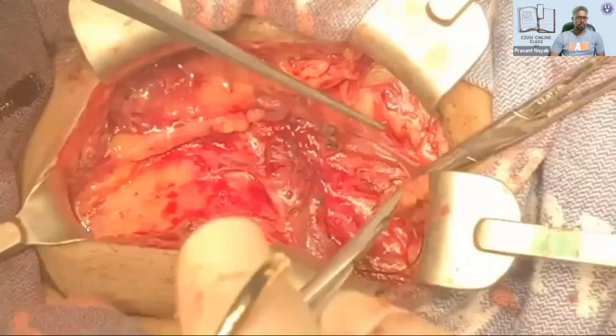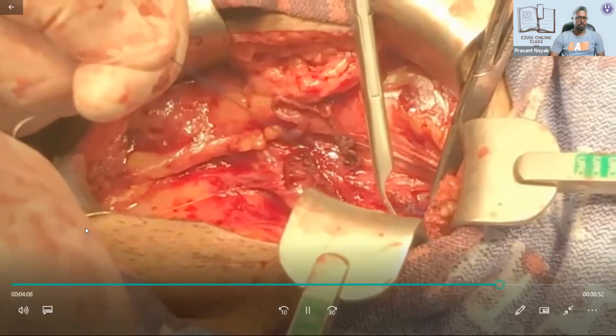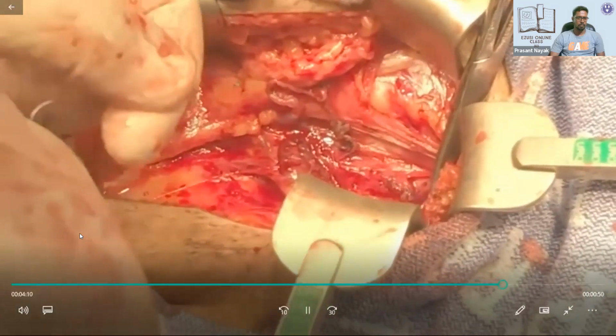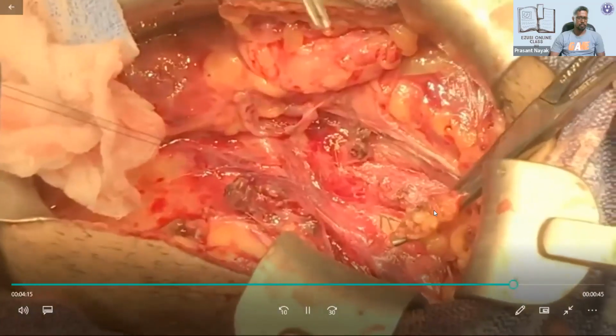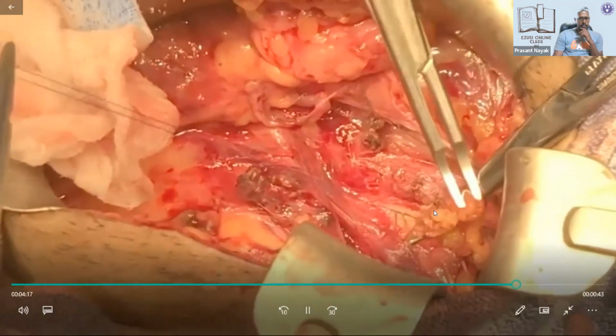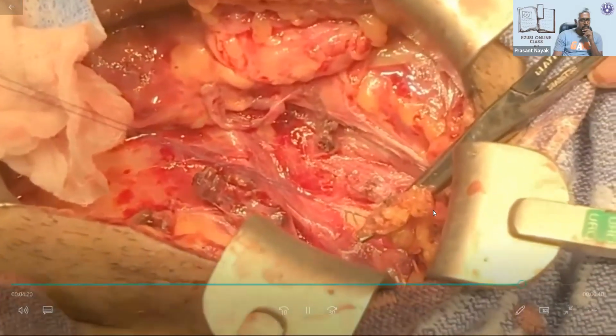4-0 Prolene is used to tag the vessel stump. 2 clips are applied to the Prolene and further clips are applied to the tissue. The permanent Prolene suture can help identify the stump of the cord if you need to return for retroperitoneal lymph node dissection, and the clips are useful as they will be visible on imaging.